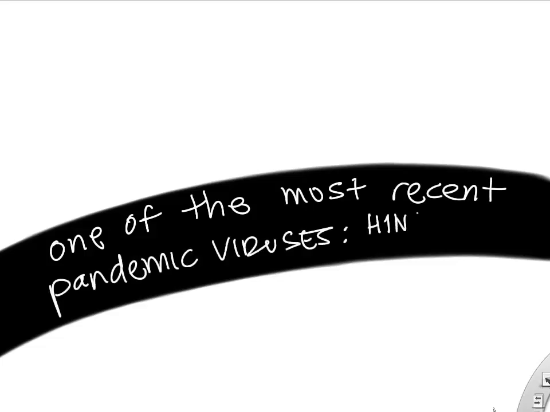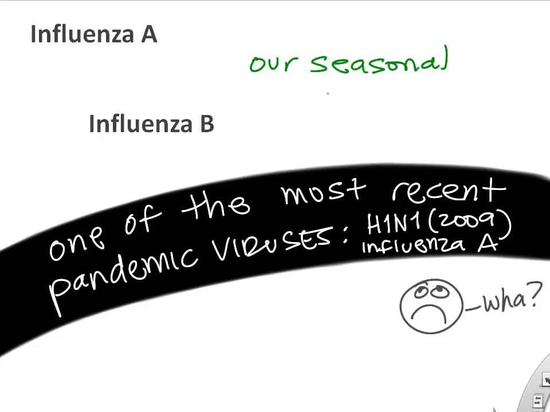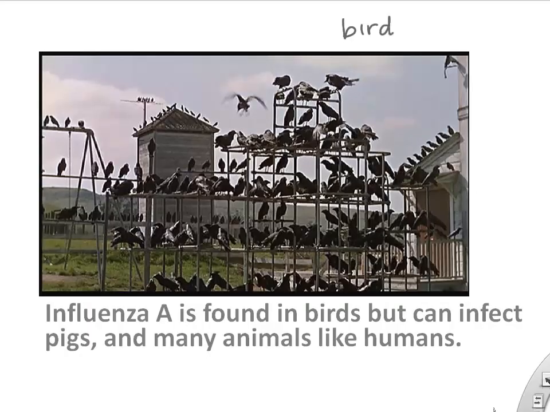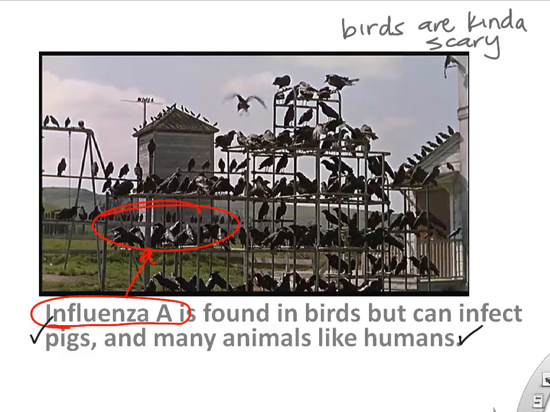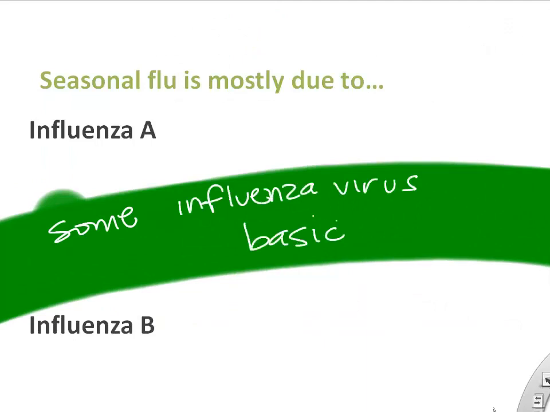So one of the most recent pandemic viruses was this 2009 H1N1 Influenza A that spread around the world. Our seasonal flu is actually a couple different viruses, Influenza A and Influenza B viruses that spread usually in our fall, winter, and a little bit into spring. So one of the hosts of the influenza virus, believe it or not, is birds. And that virus can then spread to humans, pigs, and various animals. So the seasonal flu is actually this Influenza A virus, different versions of it, as well as Influenza B.